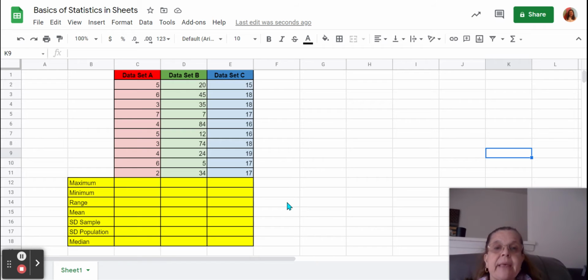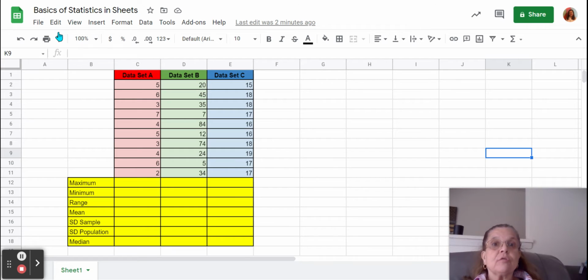Some of the concepts that we will be going over this quarter include maximum, minimum, range. You know there are three types of averages: mean, median, and mode. We're going to look at the sample standard deviation and the standard deviation for the population, and the bottom one here is the median. So first, what I'm going to do is show you how to sort the data.